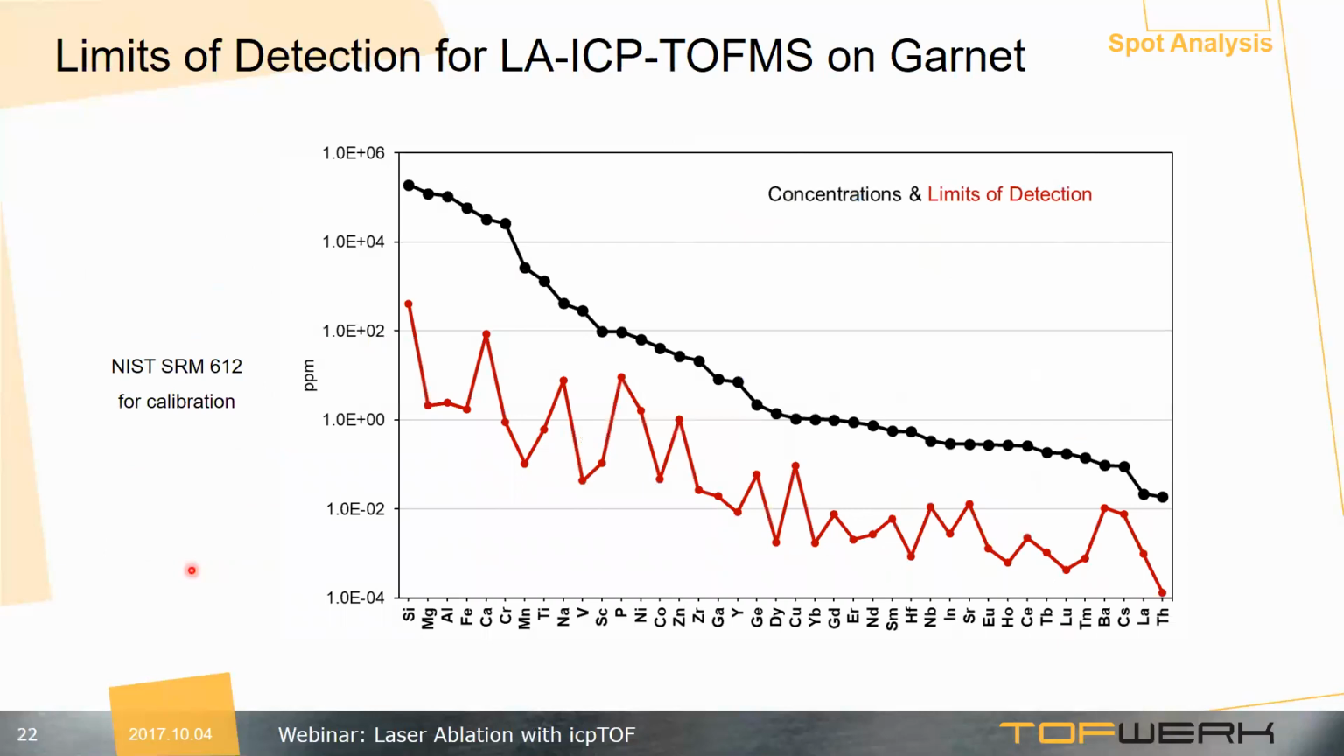So here are the results. I've used the NIST 612 glass for calibration, again done with iolite. Here I'm just showing all the elements that I could quantify from silicon down to thorium, sorted by their concentration. I've also plotted the limits of detection as calculated by iolite. You can see that limits of detection are down to PPT levels here for thorium, and all the elements were above LODs.